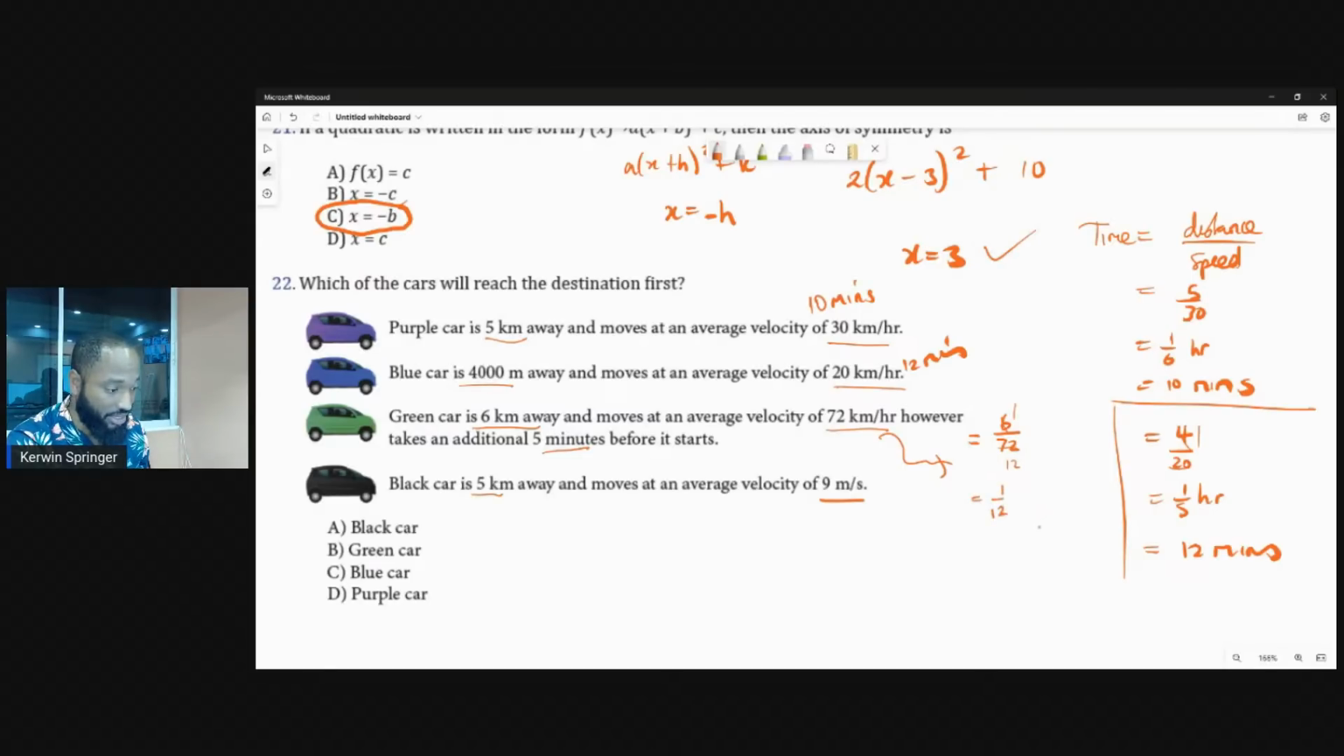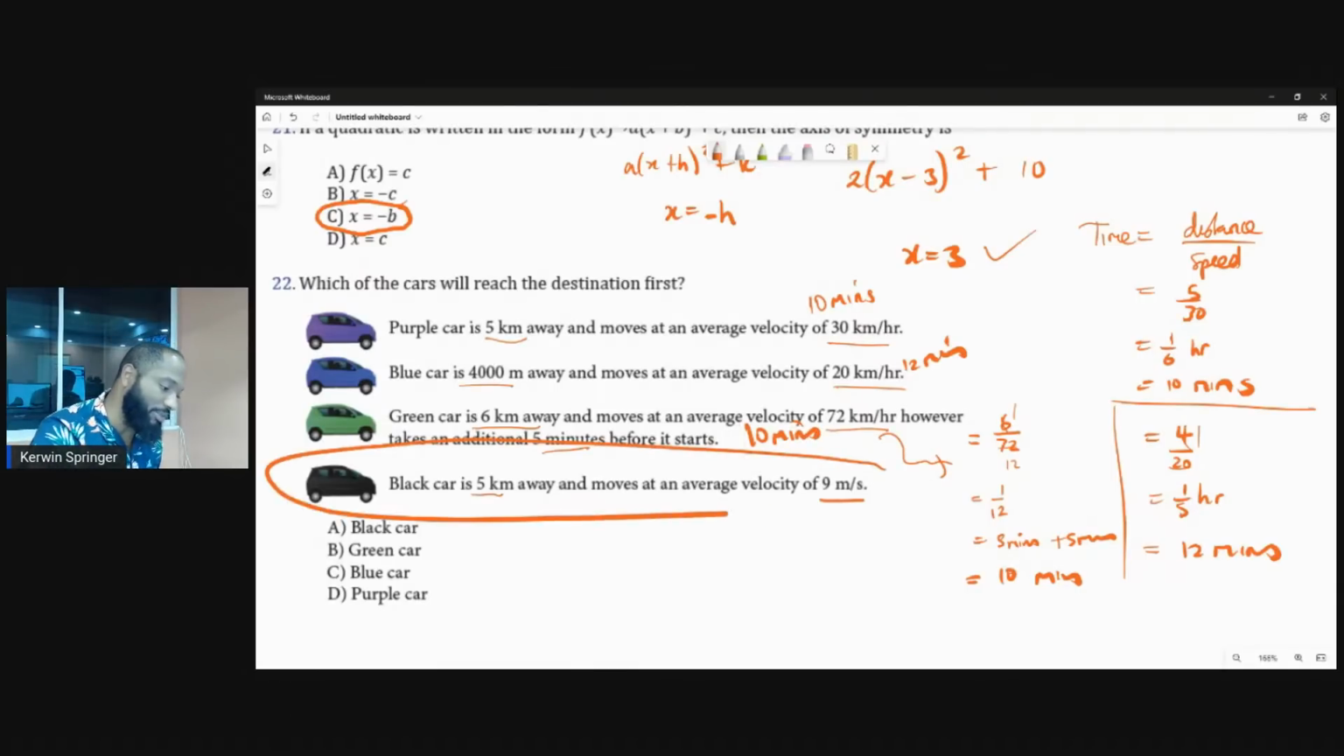That's 5 minutes. But it takes an additional 5 minutes to start. So 1/12 of an hour plus an additional 5 minutes. 1/12 of an hour is 5 minutes. 12 into 60 minutes, 1/12 of an hour is 5 minutes. Double check that. Plus the 5 minutes. So this is back to the 10 minutes. So this is actually taking the same amount of time as the first car. So by elimination, it has to be this car.